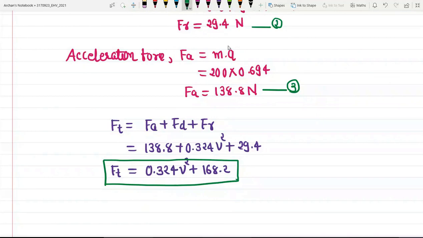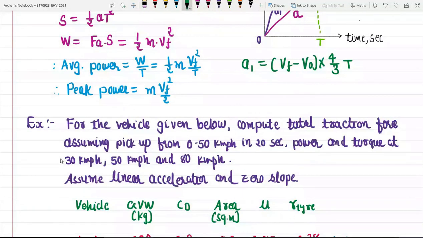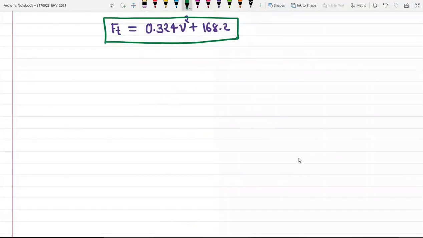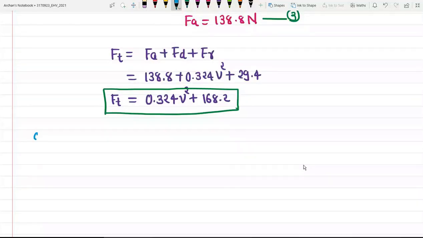Now let us go back to the data. We need to calculate the total traction force, power and torque at three different velocities: 30 km per hour, 50 km per hour and 80 km per hour. So let us consider 30 km per hour first. At 30 km per hour, if we convert this kilometer per hour into meter per second, we will get 8.33 meter per second, just 30 divided by 3.6.